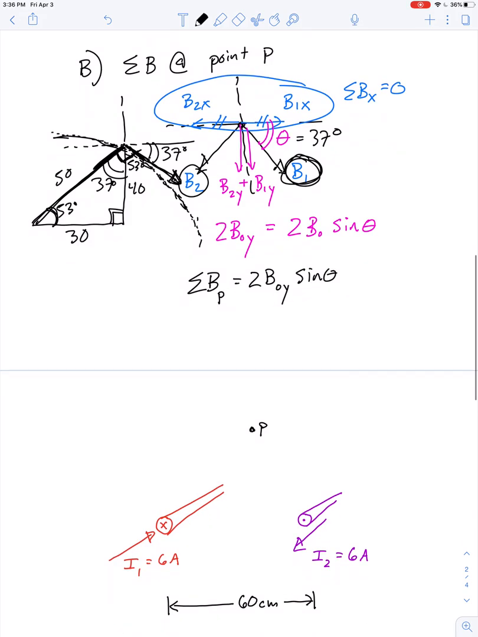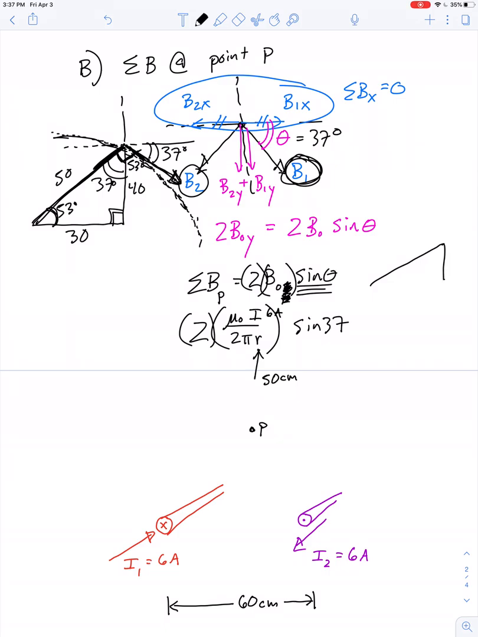This comes out to 2 times mu naught I over 2 pi r, right? I guess by putting in sine theta, I'm stating it as the y component. So B naught is mu naught I over 2 pi r, where r in this case is now, what, 50 centimeters? I is still 6 amps. And then sine of 37 degrees.